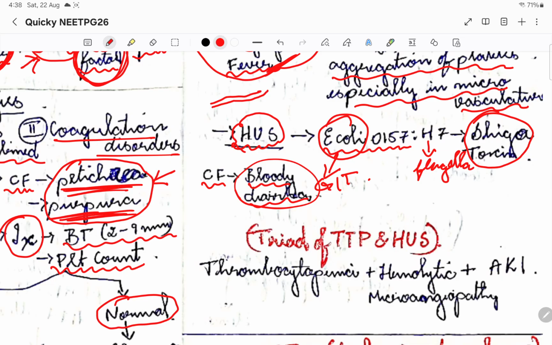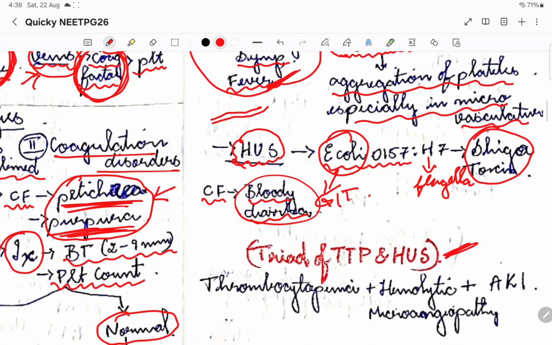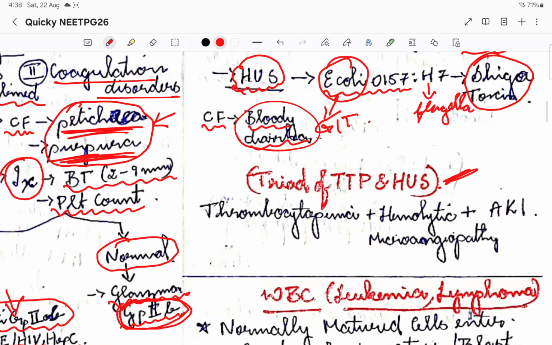There is a triad shared between both of these. Both TTP and HUS share a triad of symptoms, other than their specific symptoms. So what is the triad? It is going to be thrombocytopenia, because all the platelets are getting used. Hemolysis, I told you, right? In both of these there is hemolysis. Because of hemolysis, thrombocytopenia and the thrombi being formed in microvasculatures, there is microangiopathy, which can also damage our kidneys.